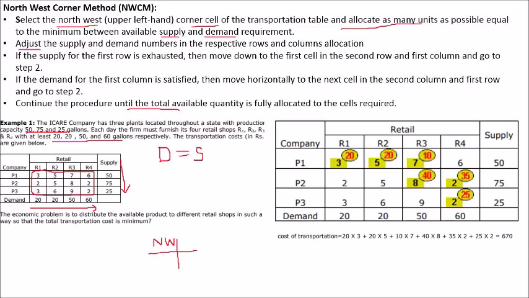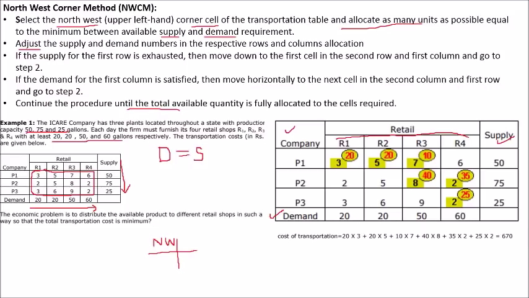I am just taking what is given in the question. This is the company. Here I have taken the supply figures, and here I have taken the demand figures. These are your P1, P2, P3, your production capacities, and these are your retail shops, R1, R2, R3. Now how am I going to proceed?